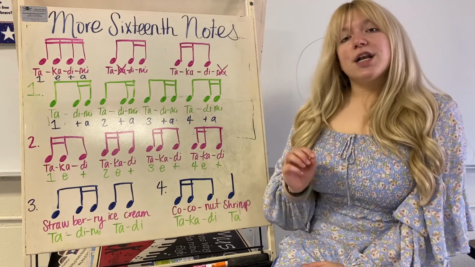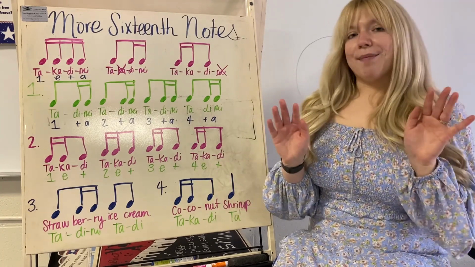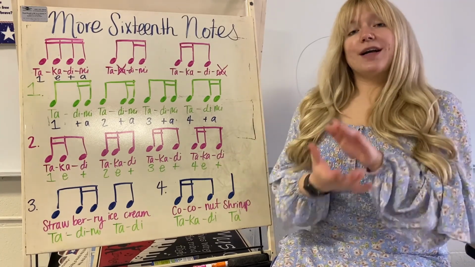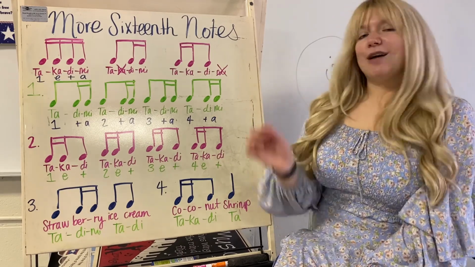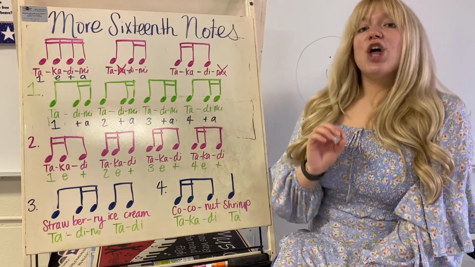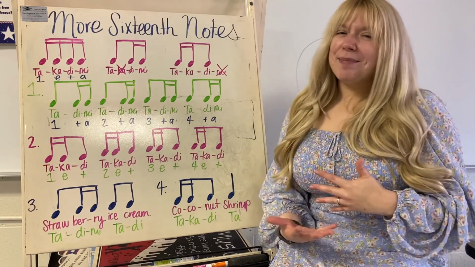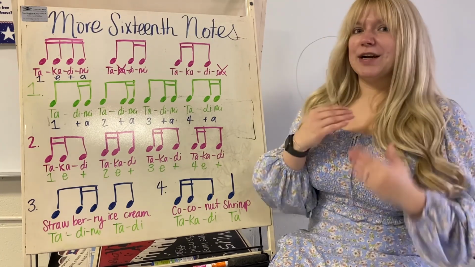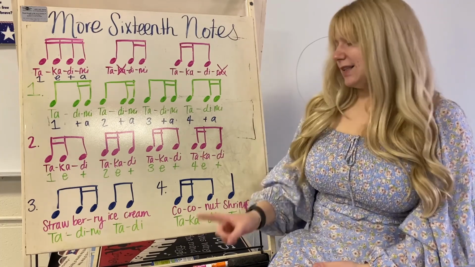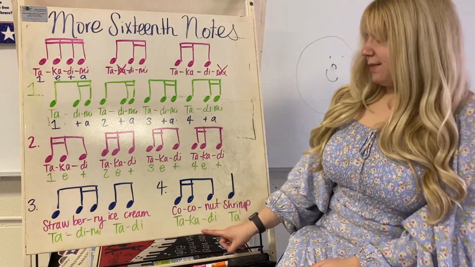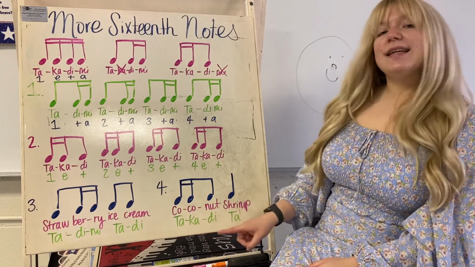Let's look at number 4. We have coconut shrimp. Try clapping it while you say it. Coconut shrimp. Good. Now just try saying it. Coconut shrimp. Good. I do that because some people might like to just hear it better, and that's a really great way to learn these. So let's look using our takadimi words. So we would have takadi-ta.